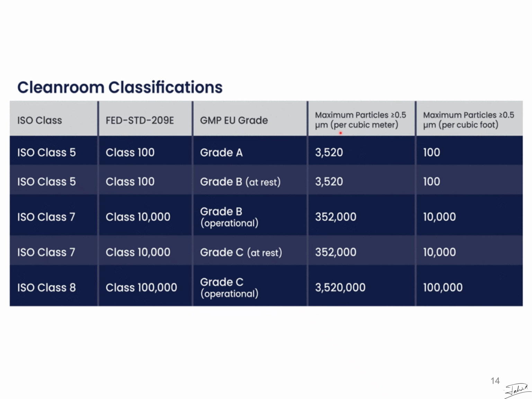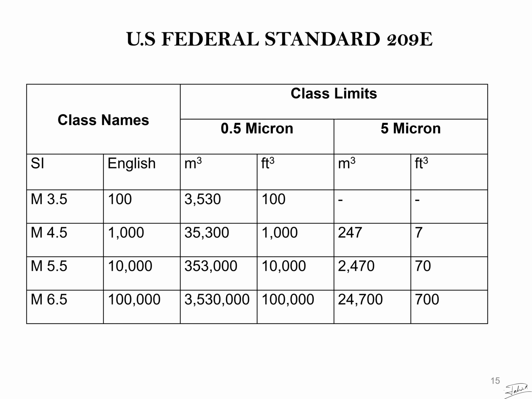So what should be the maximum particles per cubic meter? In case of USA, this column is directly relevant to this column. Class 100, here is also class 100. Class 10,000, here is also class 10,000. Means it should have 10,000 particles maximum in the room. We'll discuss very descriptively in the later slides.